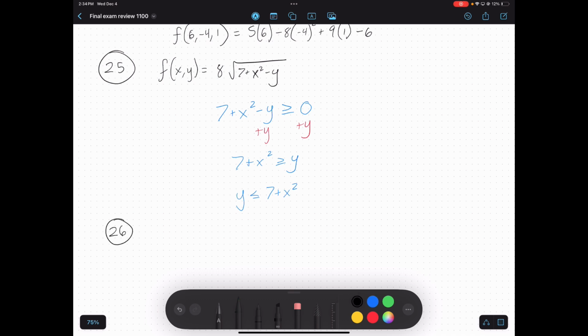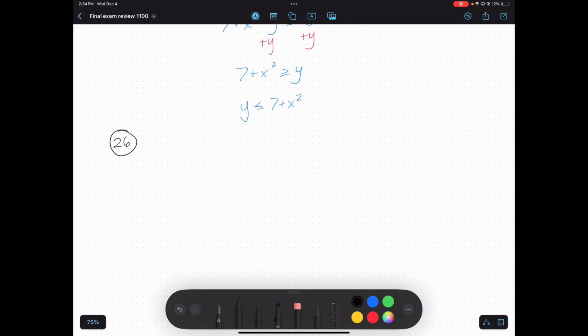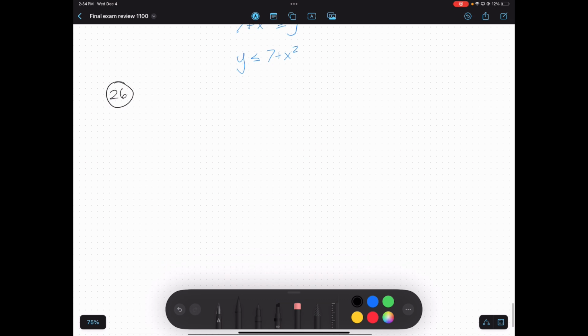26. Now we get into partial derivatives. Okay. So 26, we have a multivariable function that is the square root of x squared plus y squared. And I want my partial derivatives.